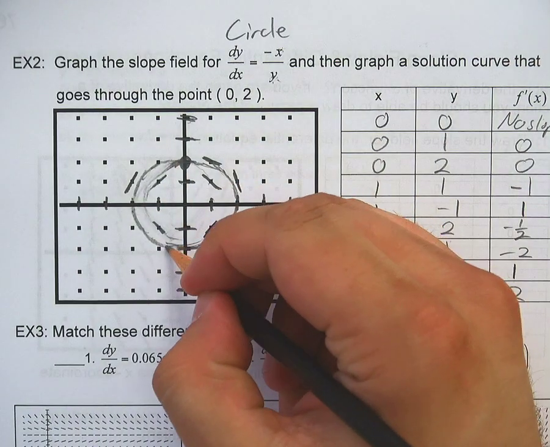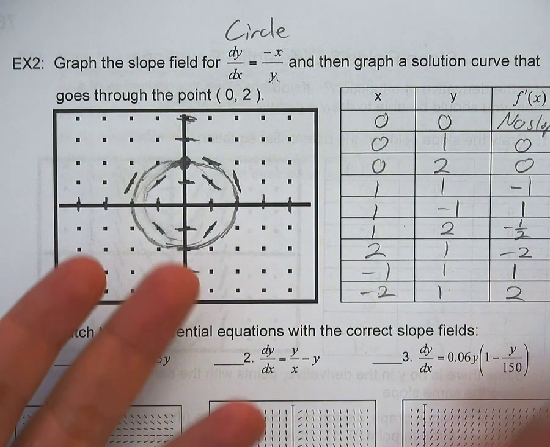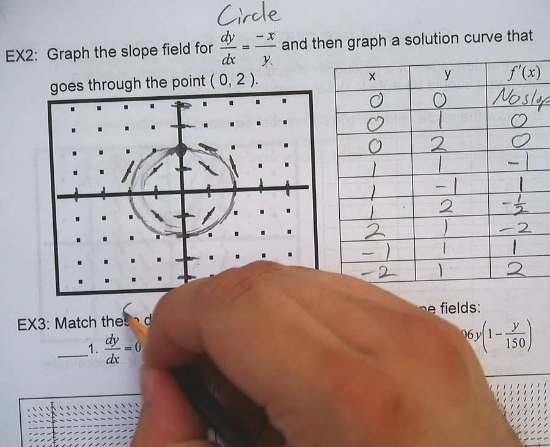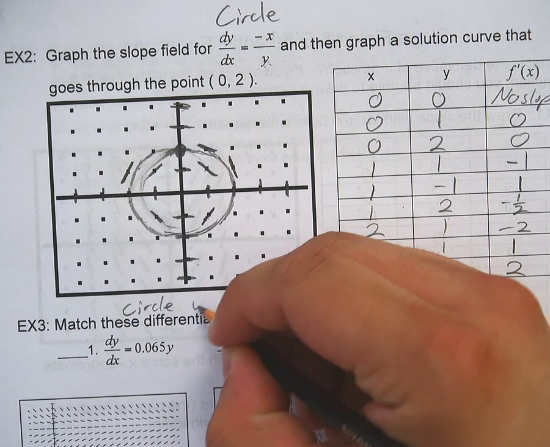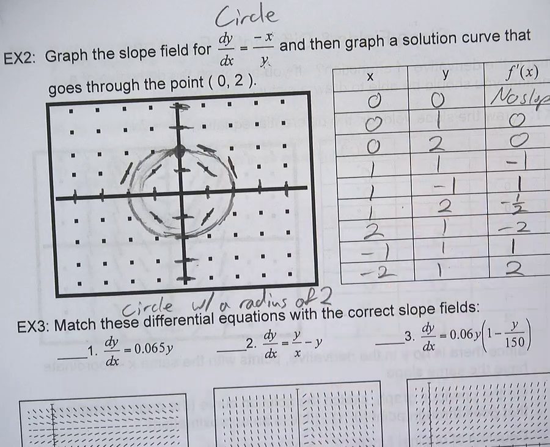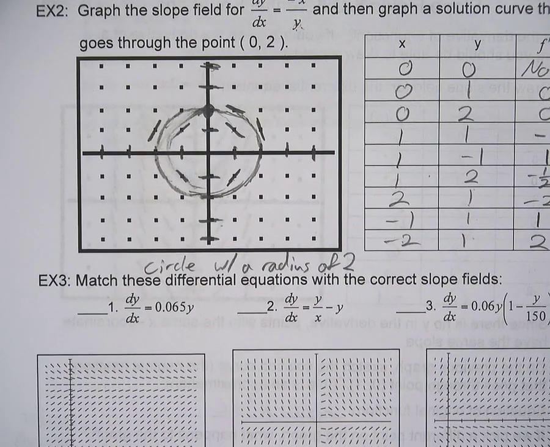Going through the point 0, 2. You can go in and fill in all of those if you want to get a better idea, but it all makes a bunch of concentric circles. Now this one, I'm saying it's a circle with a radius of 2. Circle with a radius of 2.